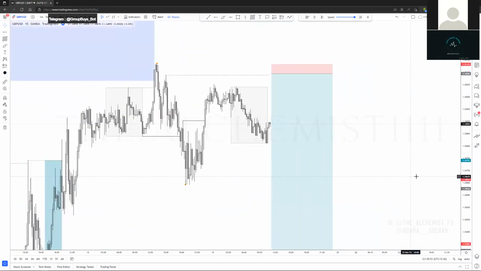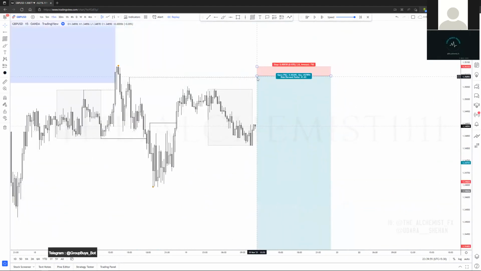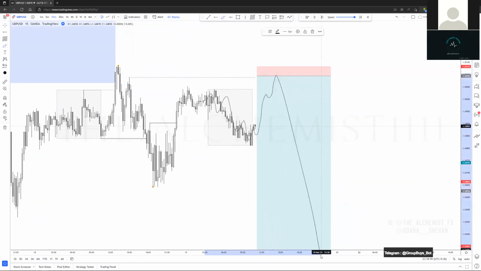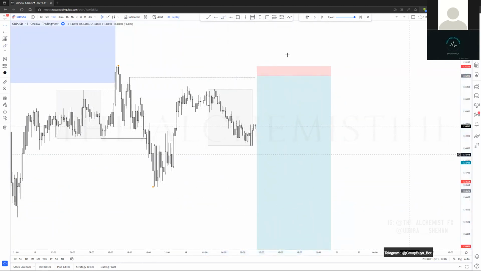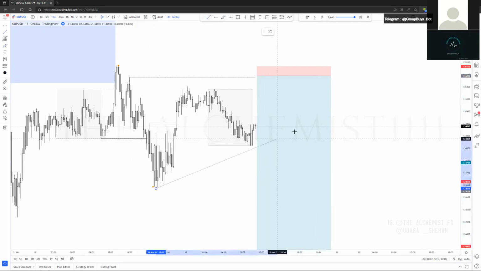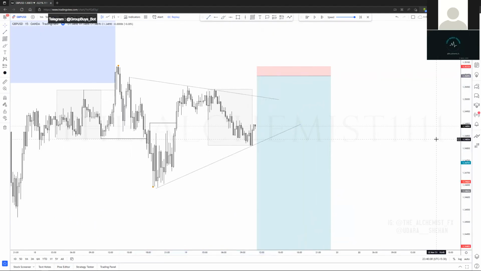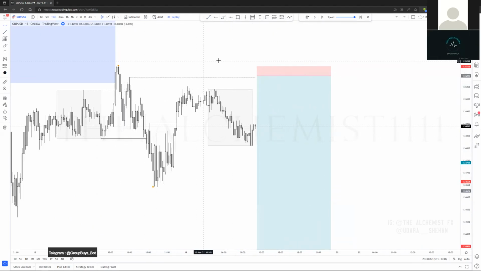Another confirmation to say that this level will hold is that if it runs above the Asian highs, we'll be expecting a bearish day. Right? And look at all these trend lines. Liquidity. Look at this trend line. All being fed into our level. Everything being fed into our point of interest. So let's see.